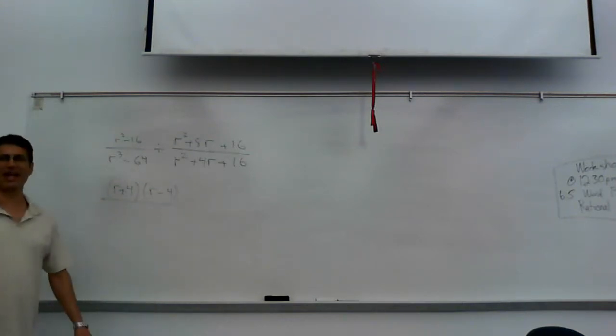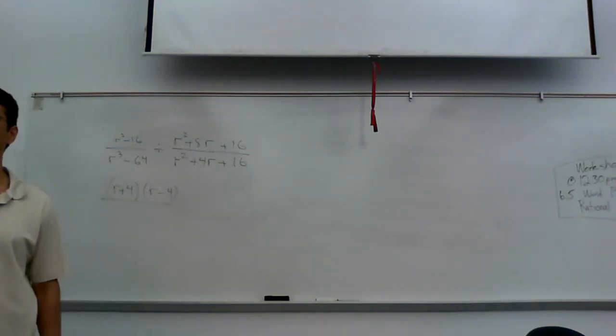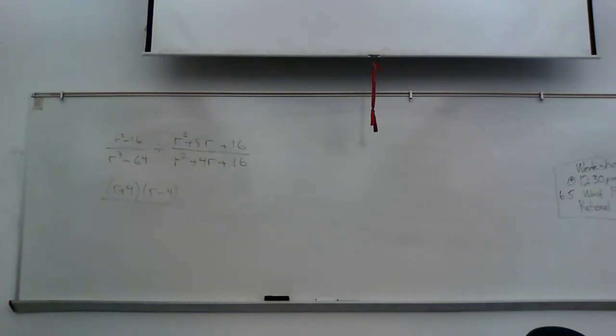The top is a squared minus b squared format, isn't it? So r plus 4, r minus 4. I'm looking at the top. There's nothing else I can do. I'm completely done with my factoring of the numerator of the first fraction. Does that work? Okay.